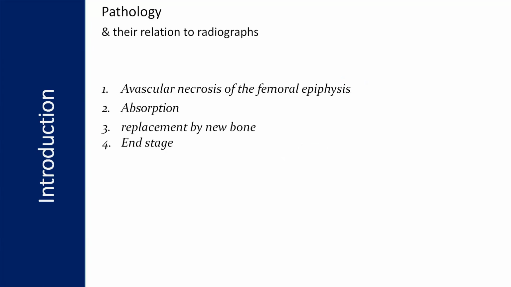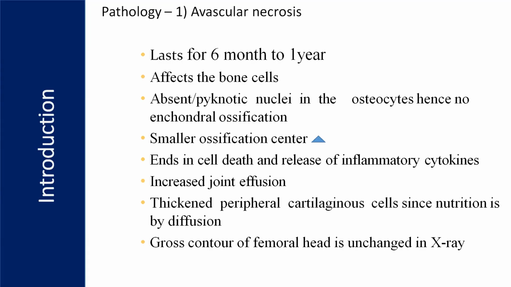Right now, we're going to talk about the pathology. This is probably the only part of Perthes that's not controversial. It begins with avascular necrosis of the femoral head epiphysis, and then there's the absorption stage, then the replacement of new bone, and finally the end stage. So we're going to describe each stage independently.